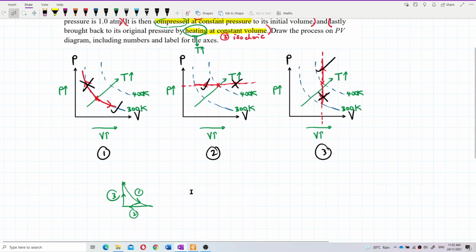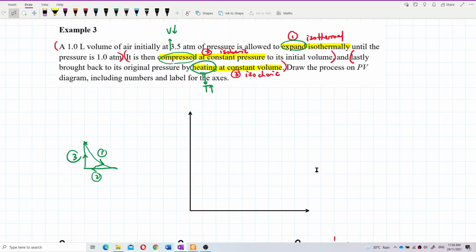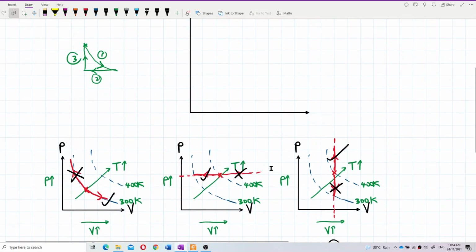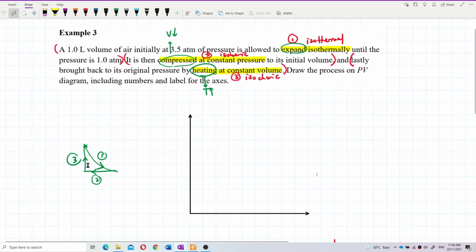Now let's draw the graph properly. This one is just for reference. I roughly sketched the idea over here. Now I draw properly with all the labels, units, and values on the axes. So this is pressure. Look at the units also, and always be careful with the units.